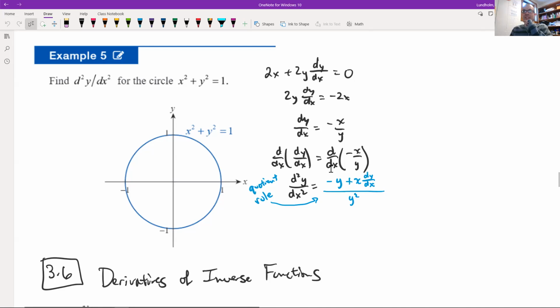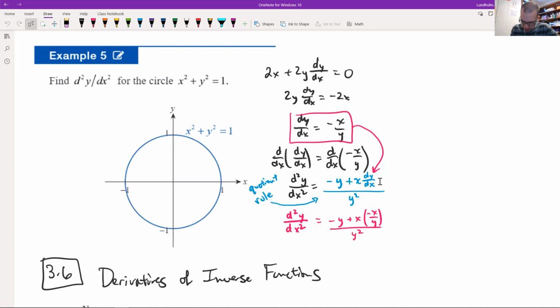And so, technically this is the derivative of the derivative, but in order to get it all in terms of y's and x's, it would be good to make a substitution from this step in for dy dx. So we get to the stage where we've got the second derivative is equal to minus y plus x times minus x over y, all over y squared.